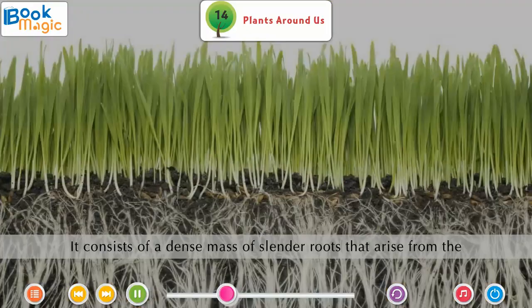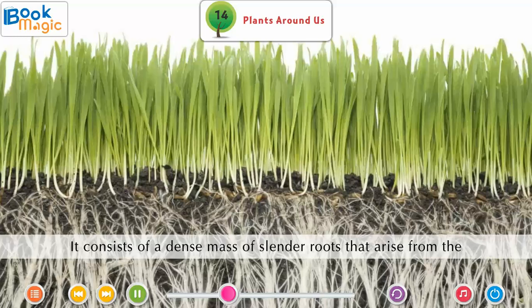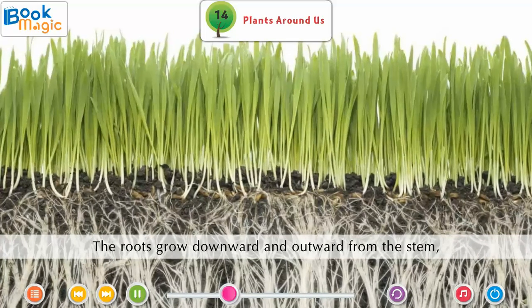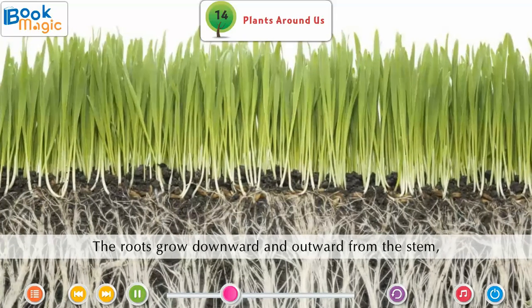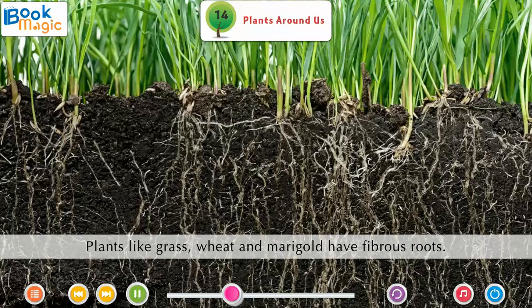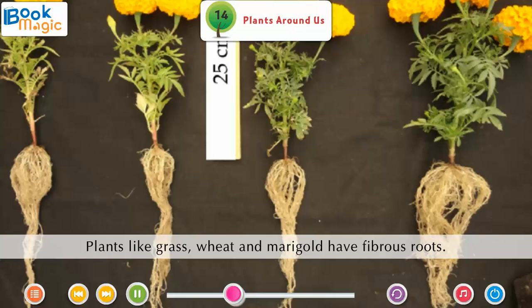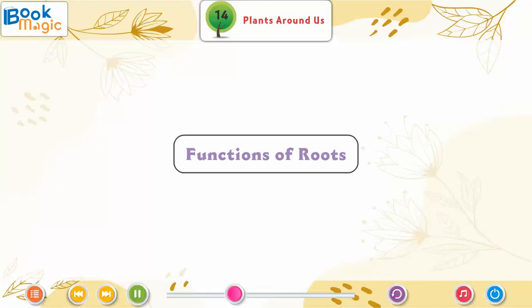Fibrous roots. It consists of a dense mass of slender roots that arise from the base of the stem. The roots grow downwards and outwards from the stem, branching repeatedly to form a mass of fine roots. Plants like grass, wheat, and marigold have fibrous roots.